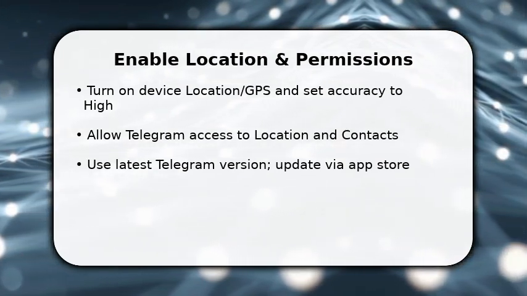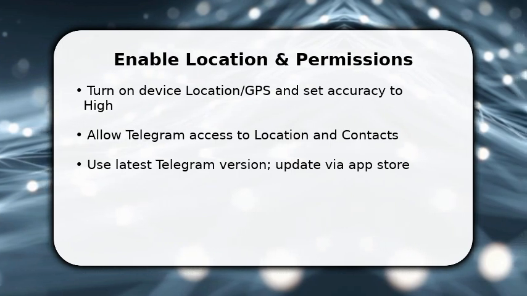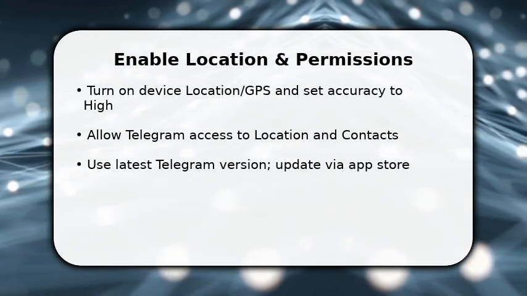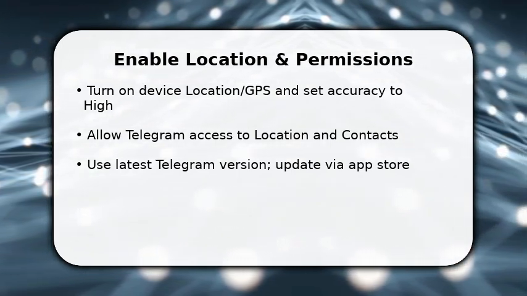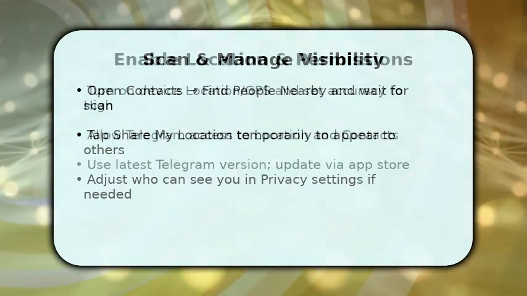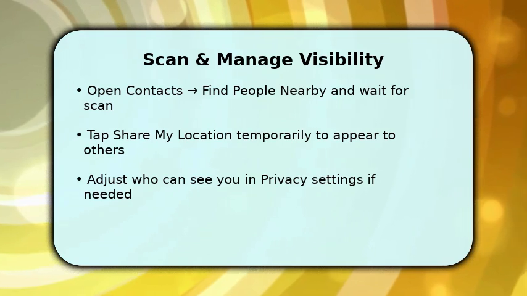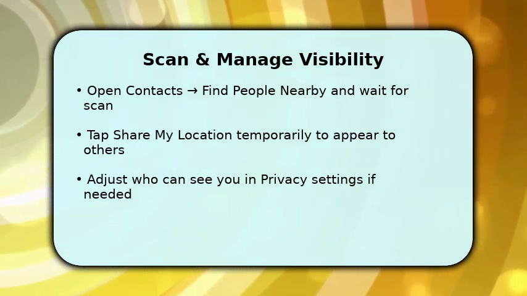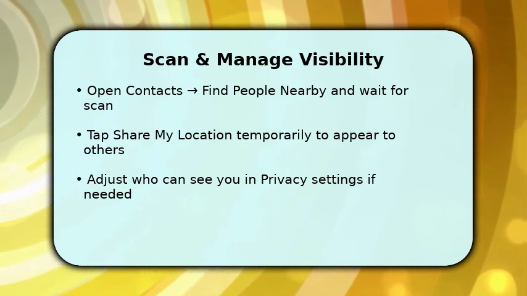Now navigate to Contacts, then Find People Nearby to begin. That first tap initiates the scanning and reveals users and groups within range. You'll see a live scan listing nearby users and groups. Wait a few seconds for results to populate because devices may take time to respond.